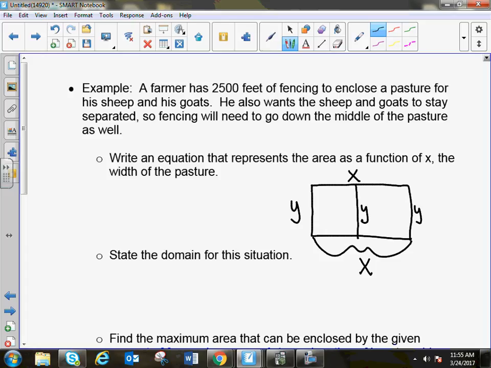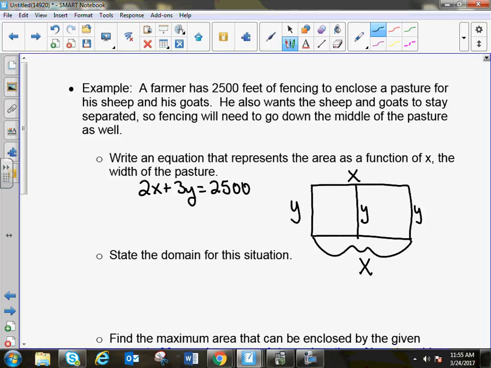So a farmer has 2,500 feet of fencing. As you can tell, the equation is going to be 2x's plus 3y's, and that would use all 2,500 feet of fencing that he has available.